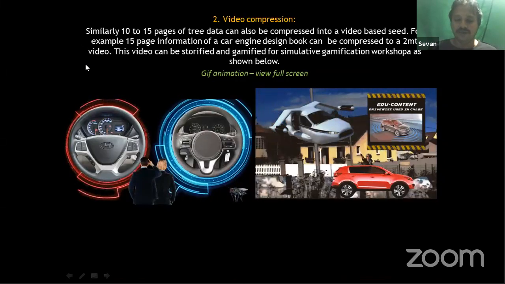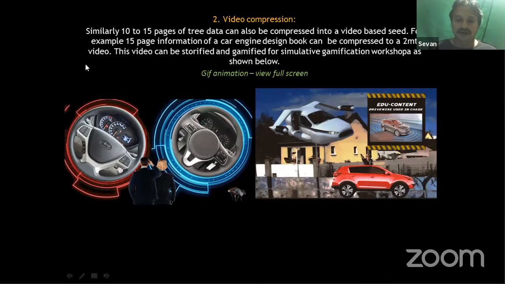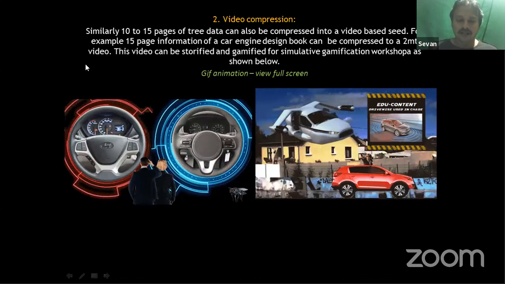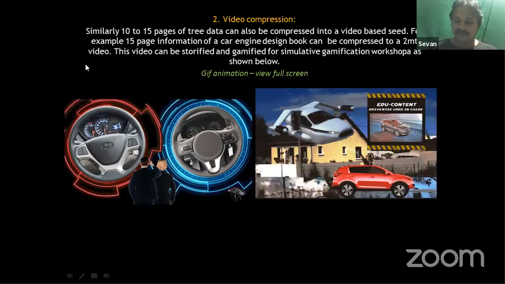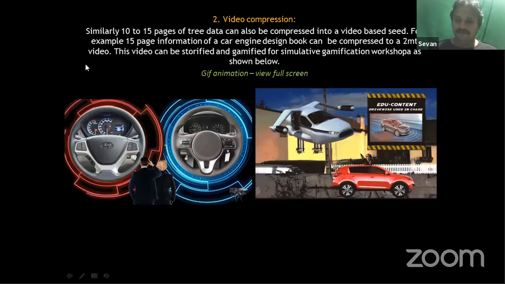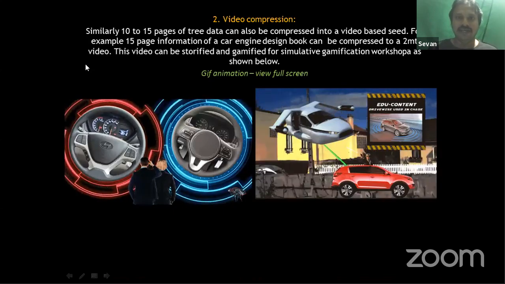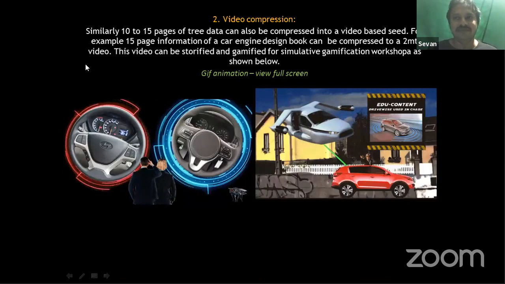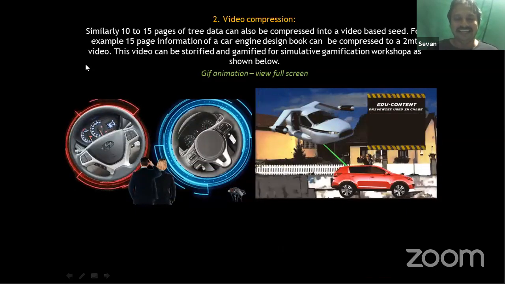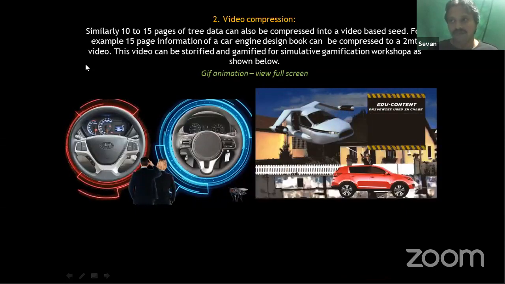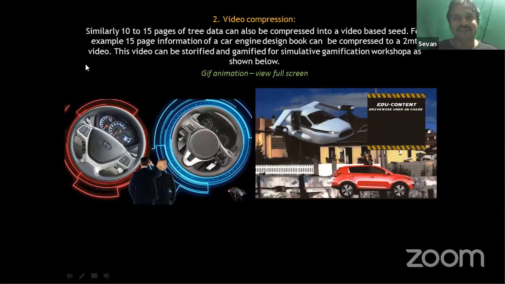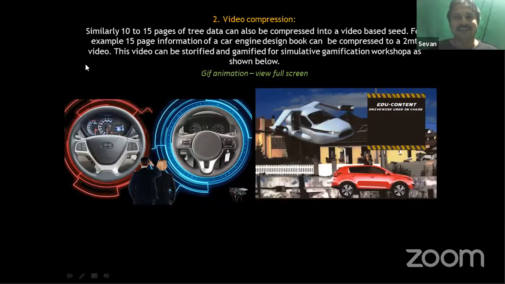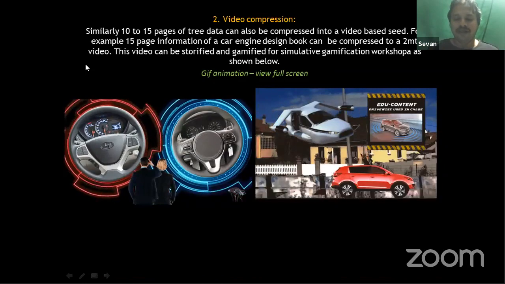So here's the deal, but what is this? It's like 15 pages of tree data, and we made a video out of that tree data. What is this tree data? Basically, material connected with various parts of the car and its engine, like a technical manual, both from a promotional perspective and from a maintenance manager's perspective.